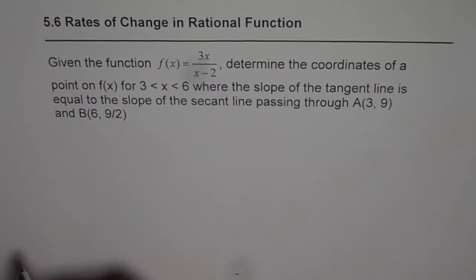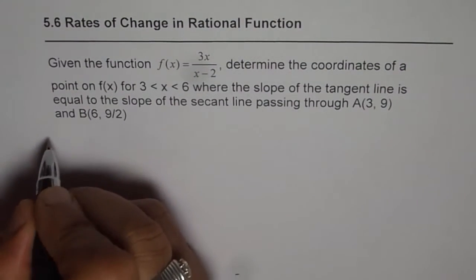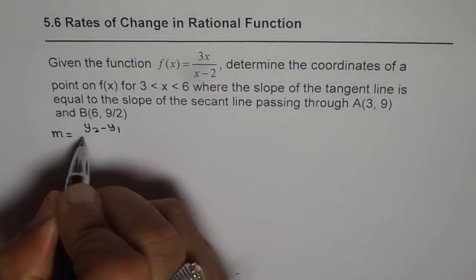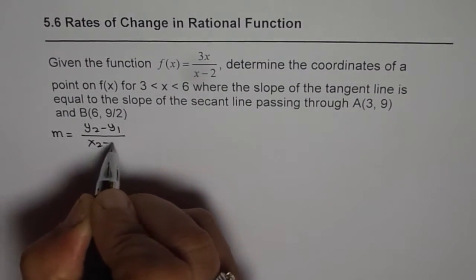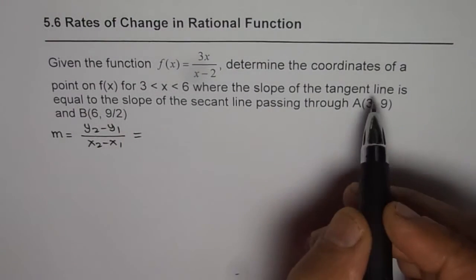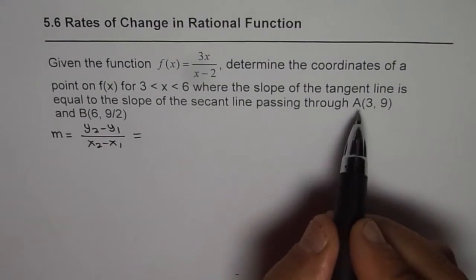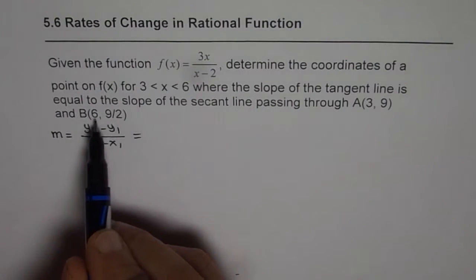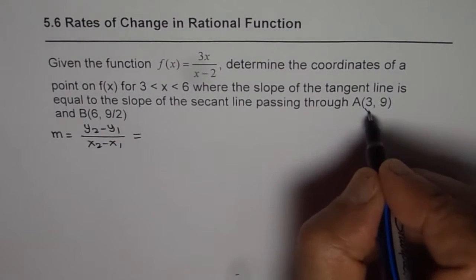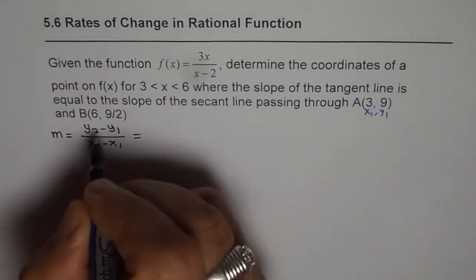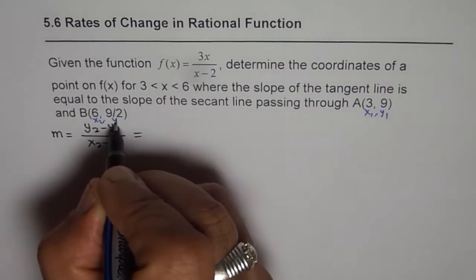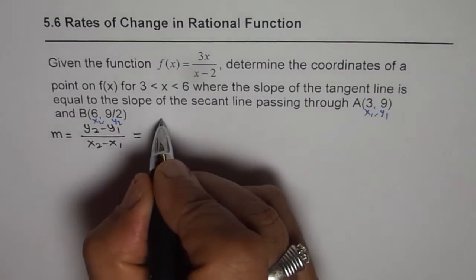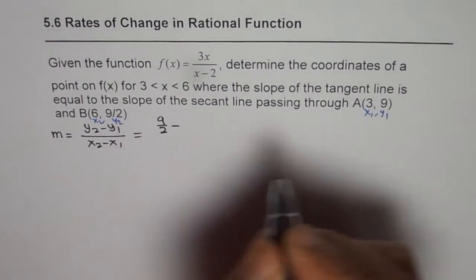So let's begin by finding the slope of the secant line. The slope of the secant line will be y2 minus y1 over x2 minus x1. Now we are given points A and B. A is (3, 9) and B is (6, 9/2), right? So this is our x1, y1 and this is x2, y2, correct? So we'll put y2 as 9/2. So we'll have 9/2 minus 9.